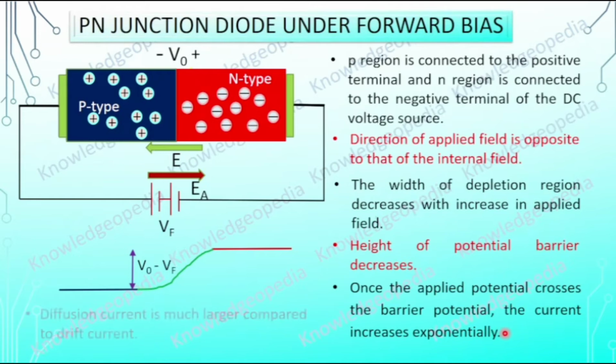Under this forward bias, the diffusion current is much larger compared to the drift current.